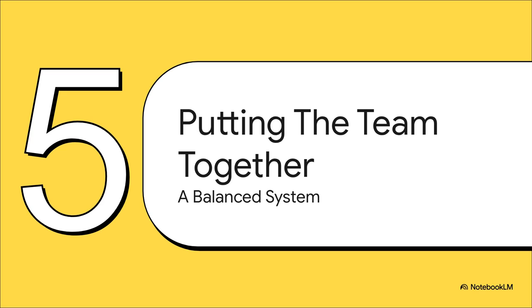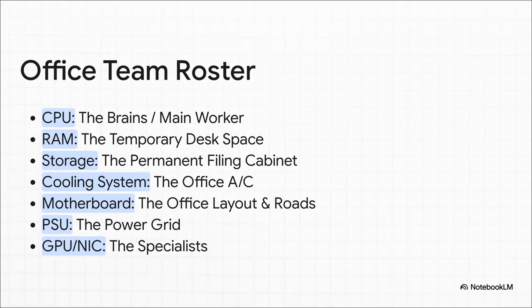So let's recap our office roster. So here's our final team. We've got the CPU as our main worker, RAM is the desk space, storage is the permanent filing cabinet. We keep things running smoothly with the cooling system as the office AC. We connect everyone with the motherboard floor plan, power it all with the PSU's power grid, and bring in the GPU and other specialists for the really tough jobs.